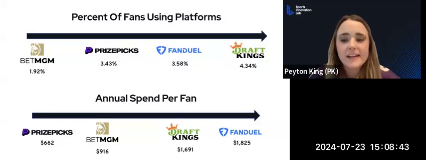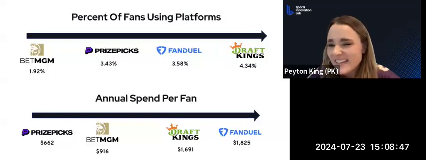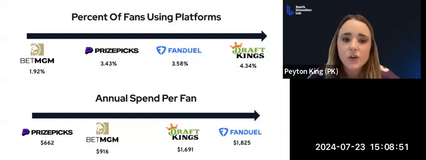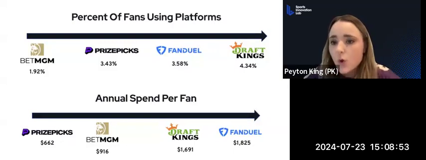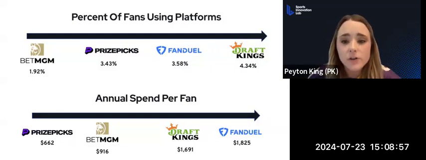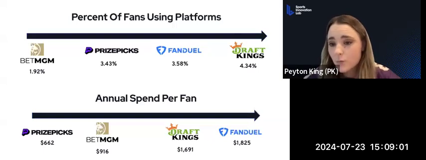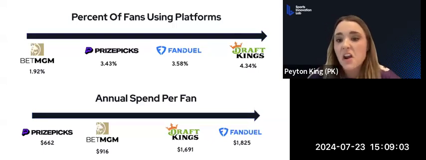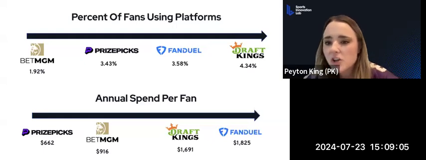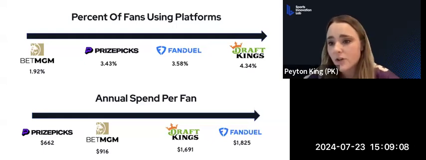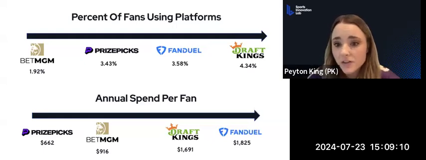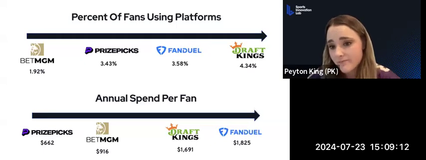So when we're looking at the data here on this slide, the percentage of fans that is using each platform isn't completely surprising because it reflects the fact that DraftKings is the official sportsbook of the NFL. Where I think it gets really interesting, though, is that if you look at the average annual spend per fan, it is the highest on FanDuel, which suggests that if you are an up-and-coming sportsbook or a luxury brand and you want to go after those high spenders, those whales, FanDuel may be your best bet. No pun intended.